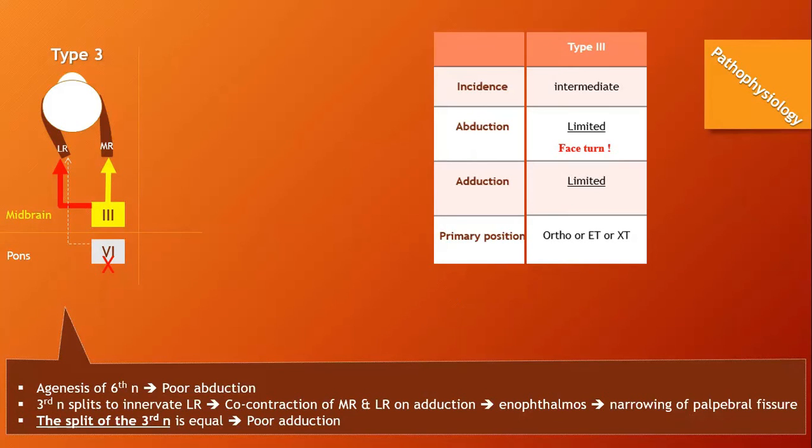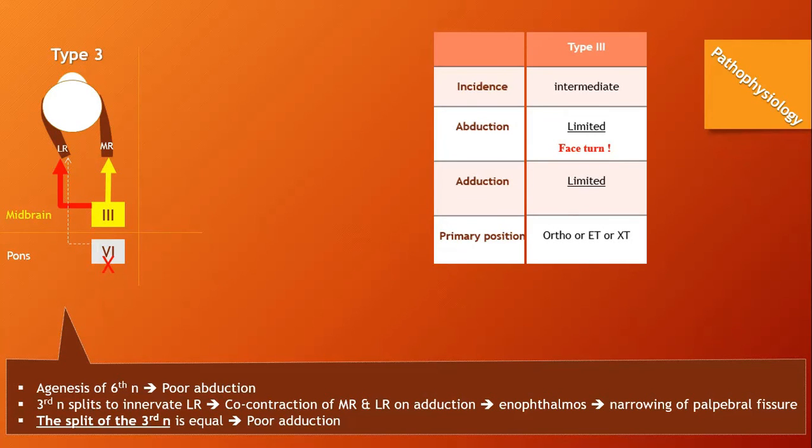This equal split will compromise the innervation to the medial rectus, so we will get limited adduction. But still we have limited abduction because the sixth nerve, the original supply for the lateral rectus, is not functioning. And this is the explanation for the findings of type 3.